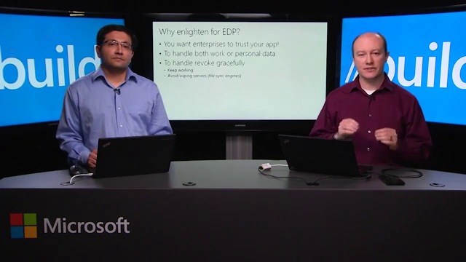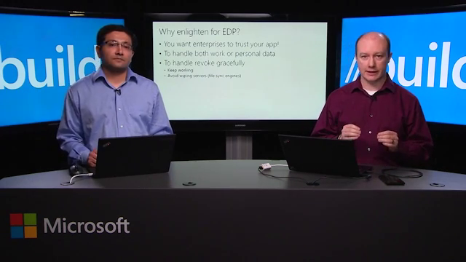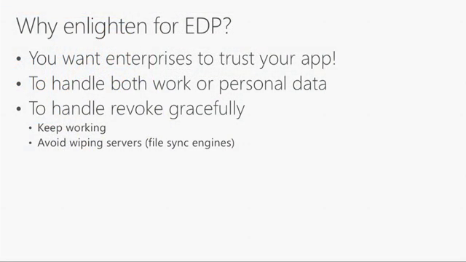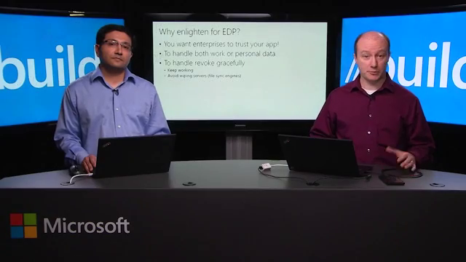Another reason is, even if you're only handling enterprise data, you still have to handle revoke gracefully. So if you have an unenlightened application and all of your files are being encrypted, if any of those files are needed for your application to boot or to power one of the features of your application, you've got a broken app. So at the very least, you need to test your application with EDP and after revoke so that you can make a support statement for your application.